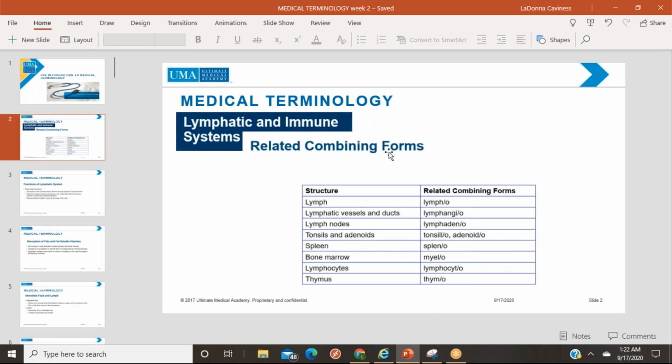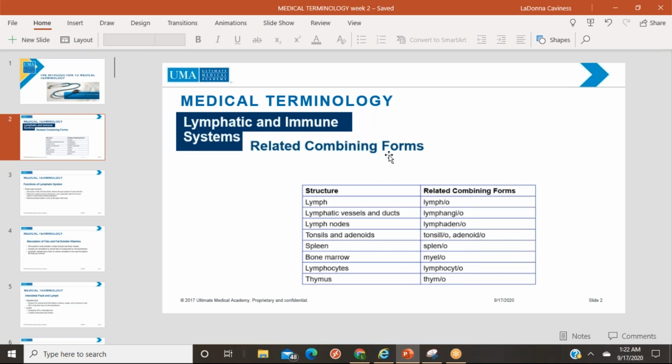When we break the lymph down into the combining form, LYMPH with the combining vowel O, lympho. LYMPHANGIO, lymphatic vessel or duct. LYMPHADENO, lymph nodes. TONSILLO, tonsils.